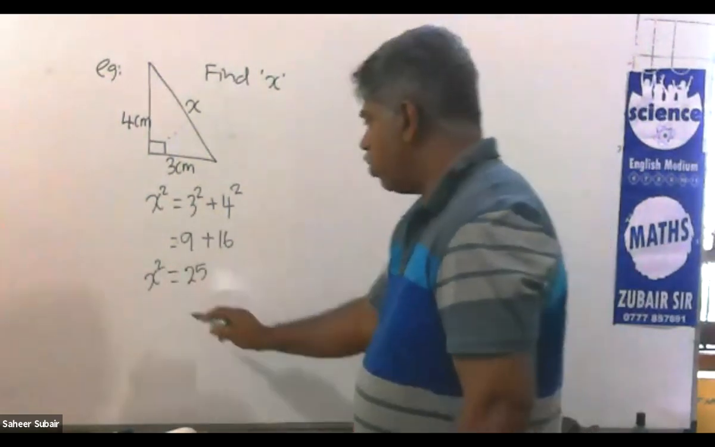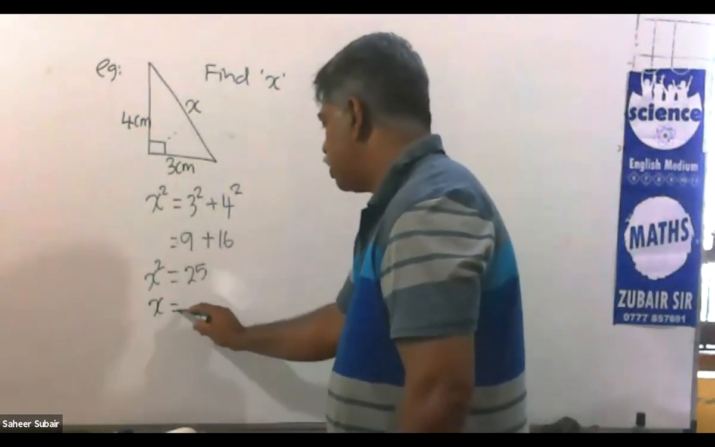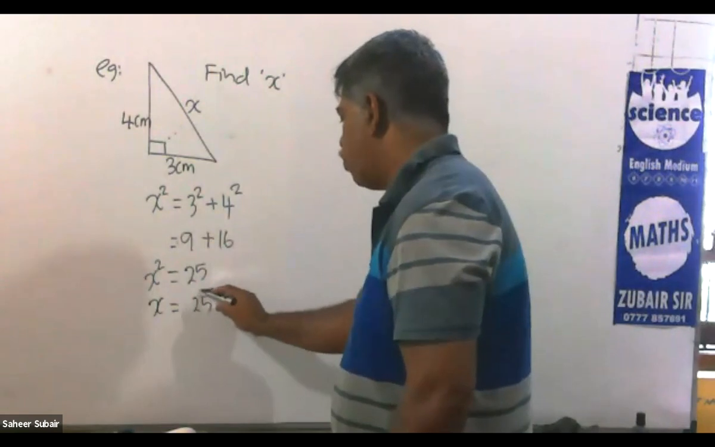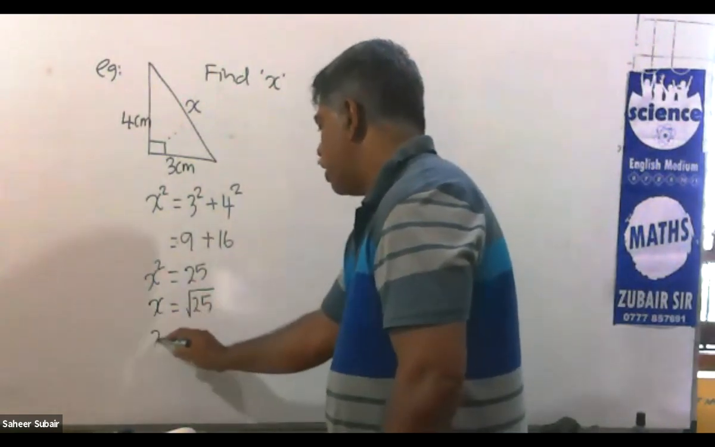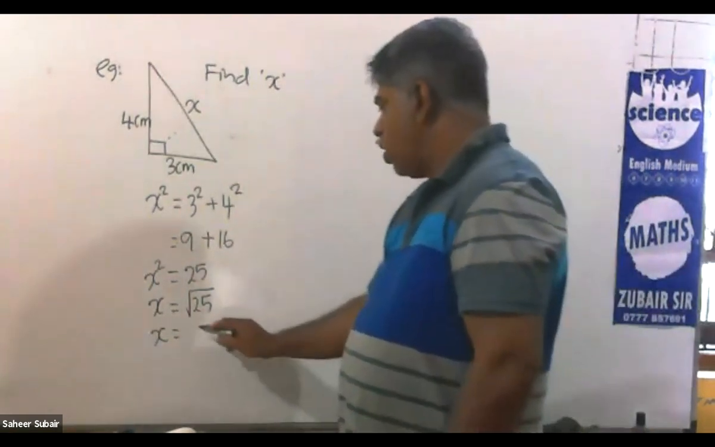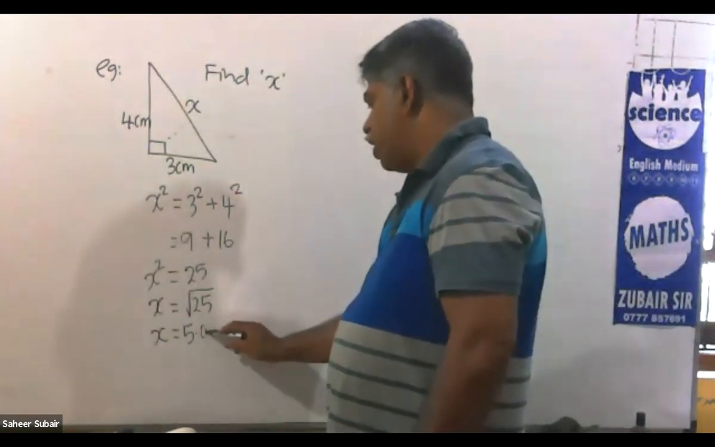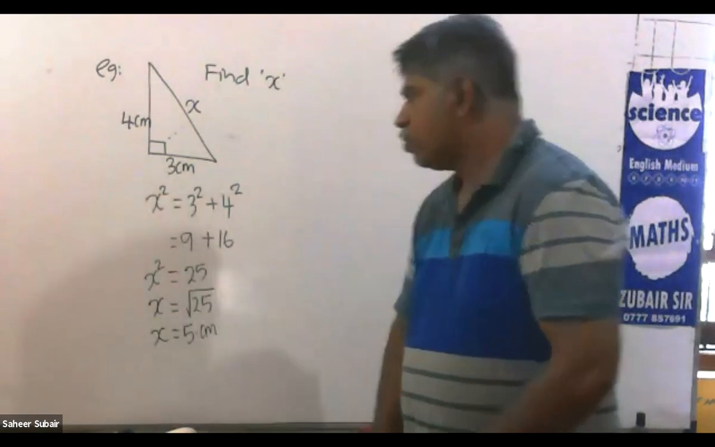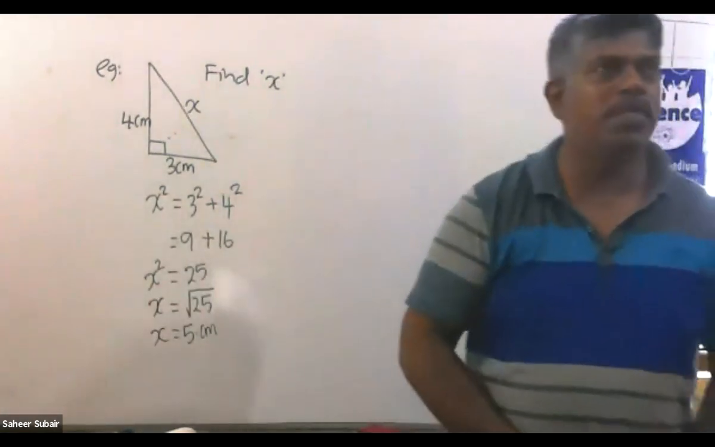When x squared equals 25, to find the x, we have to put the square root on the other side. Then x is equal to square root of 25. What is the square root of 25? 5 centimeter. So copy down this example.